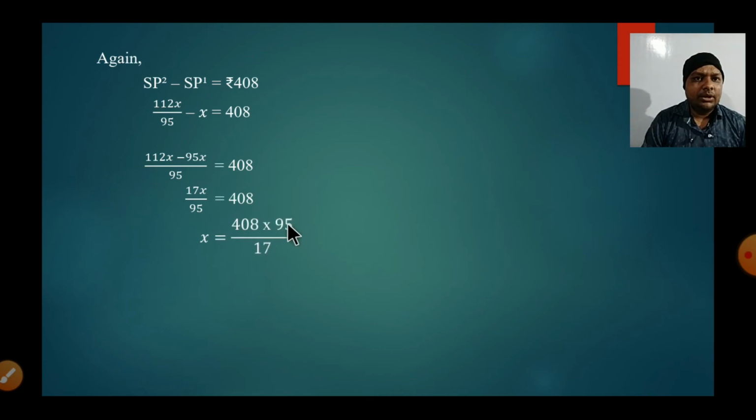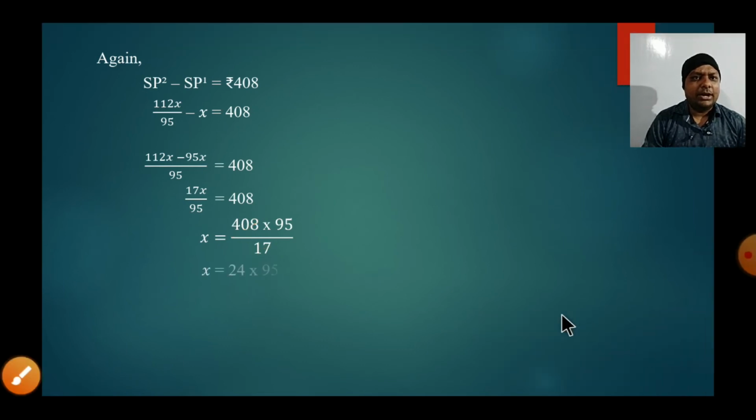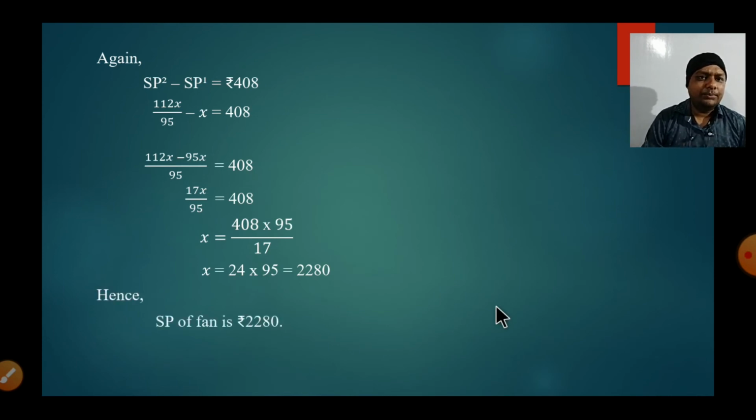Now let's divide it. 17 1s are 17, 17 2s are 34, 6 left, 6 8s are 68. So 24 into 95, and after multiplying we will get the value 2280, and this is the value of x. It means it is the value of the SP of the fan. I hope that you all have understood. Now let's move to the next question.